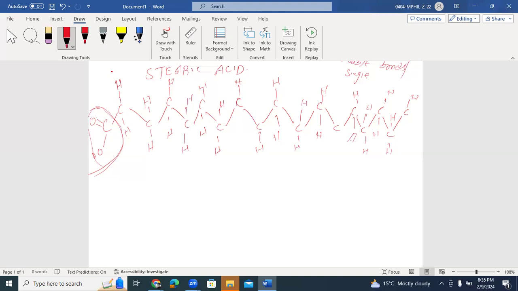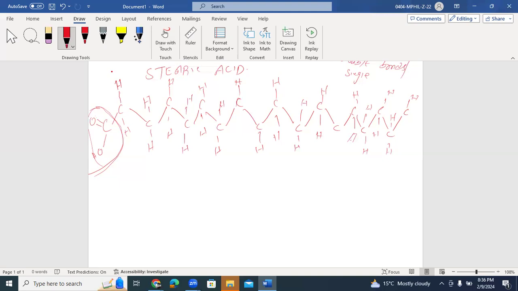Remember, oleic acid is also the isomer. I should not use this term, but I would say that the total number of carbons in oleic acid are the very same as the total number of carbon atoms in stearic acid. So we will just observe here the change, and by this change, you will observe that the form of the stearic acid and oleic acid will be quite different from each other.